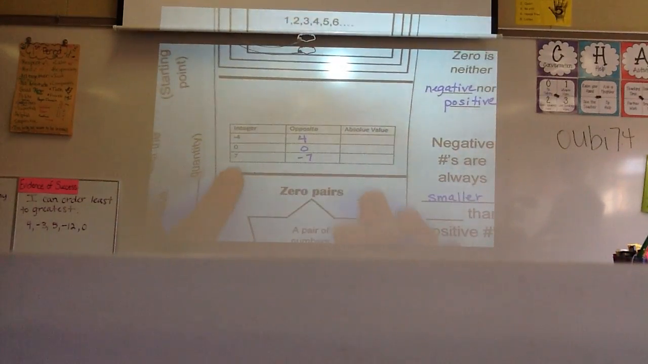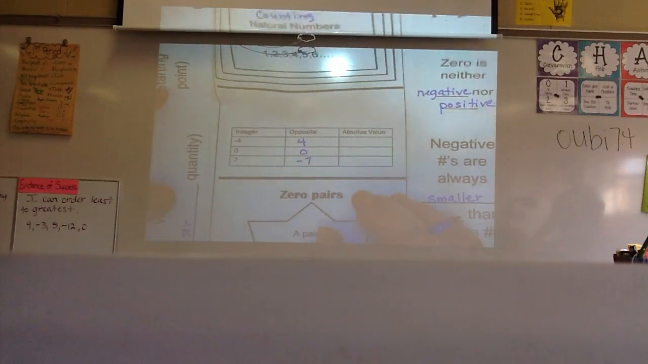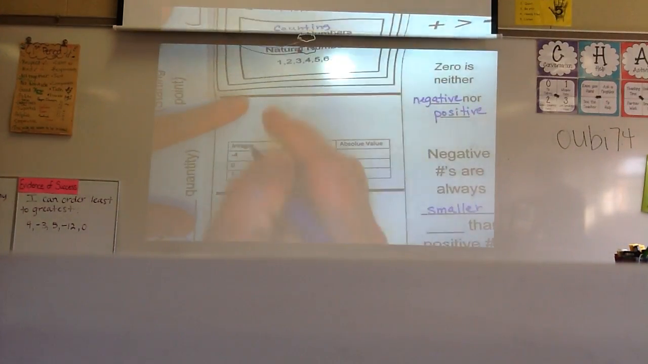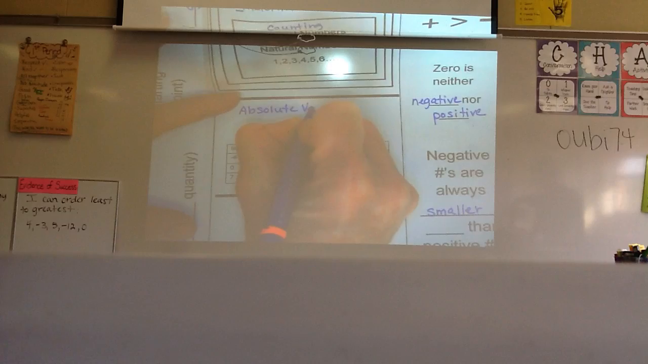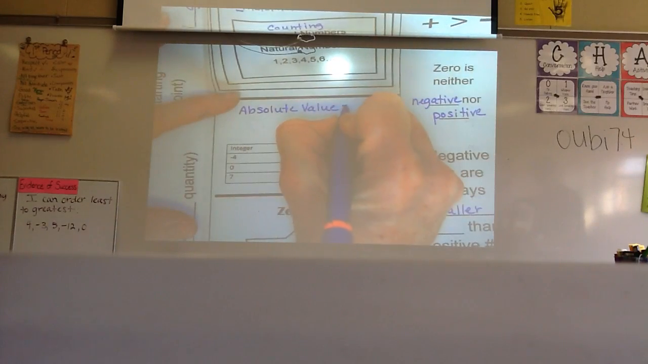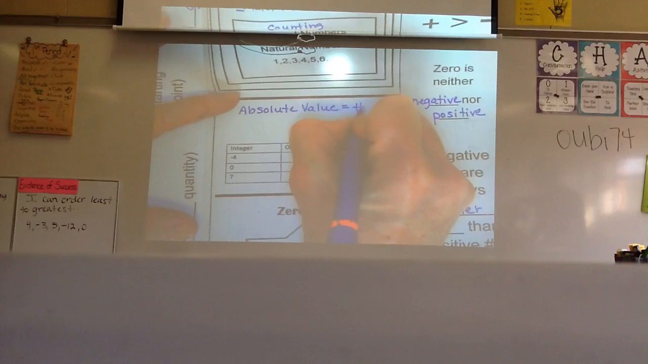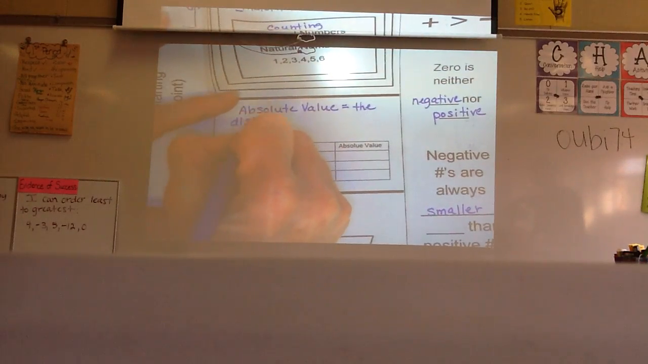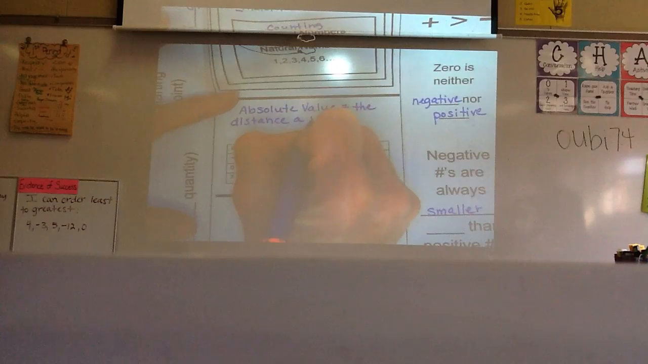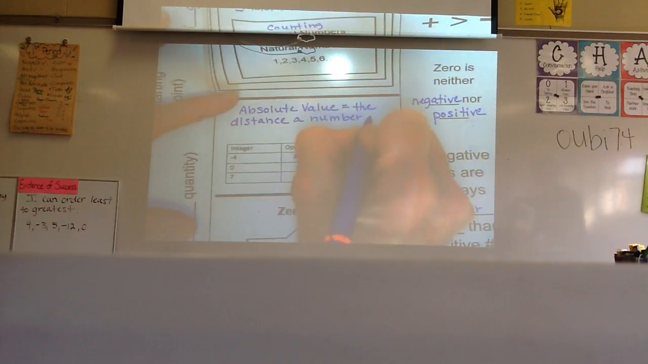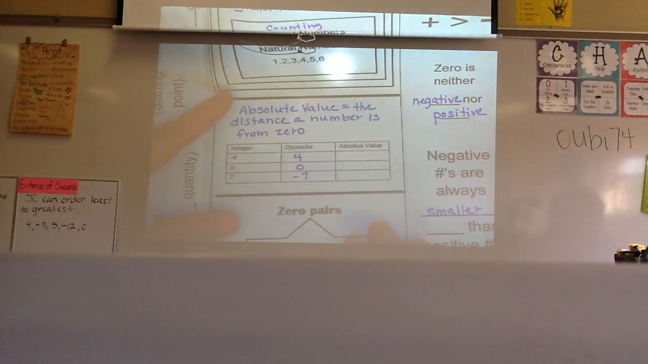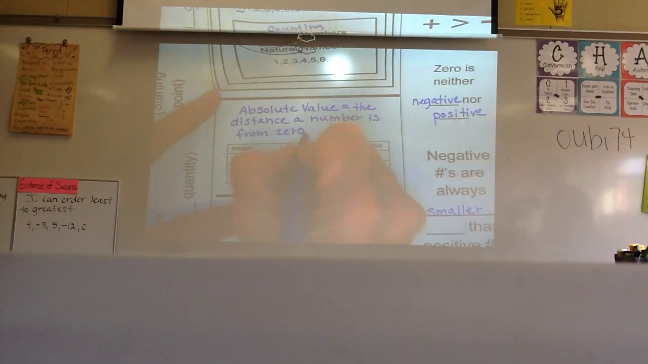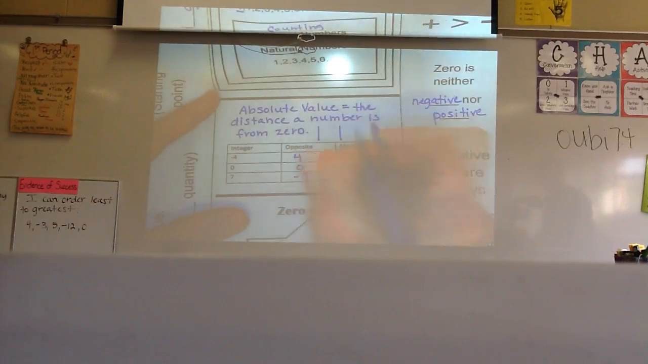So the last word we need to talk about is absolute value. We talked a little bit about this in class. Absolute value, its definition is this. So go ahead and write it down. Absolute value is the distance a number is from 0. Alright, and it has a symbol, just 2 straight lines. This is the symbol for absolute value.